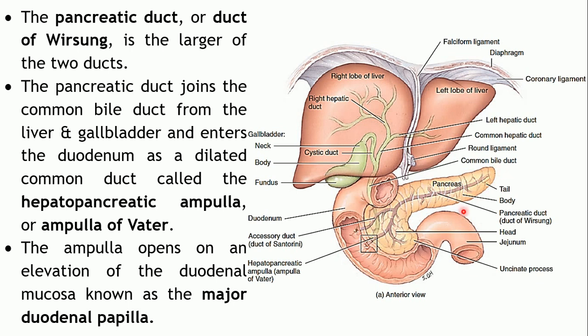Now coming to the first type of duct which is carrying the pancreatic juices, that is pancreatic duct. It is also known as duct of Wirsung, as I told you. So this is the larger of the two ducts. As you can see, this pancreatic duct is actually larger as compared to the accessory duct. As this pancreatic duct moves towards the head of the pancreas, you can see that there is one more duct which is coming from here, the faint one.